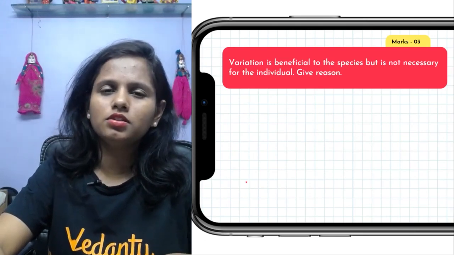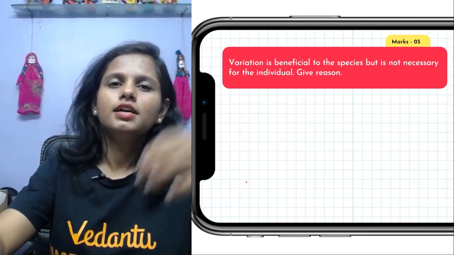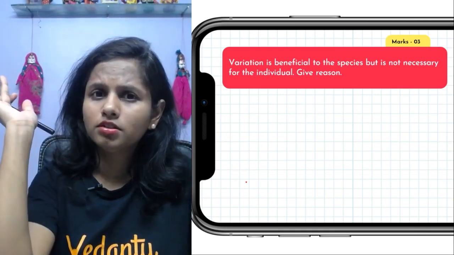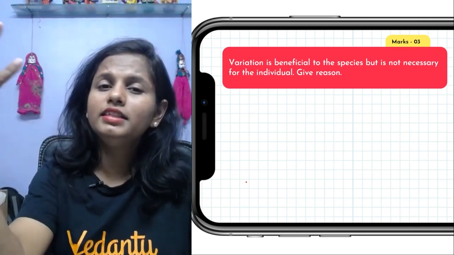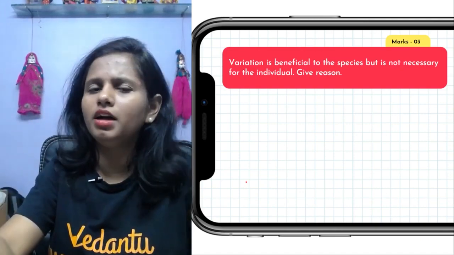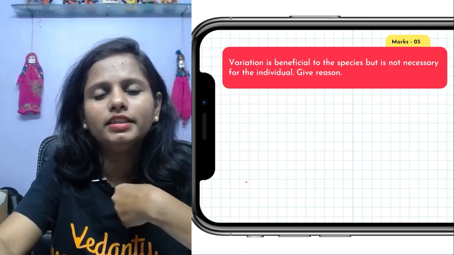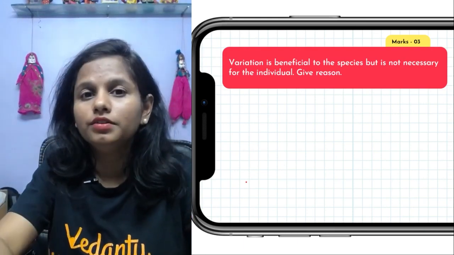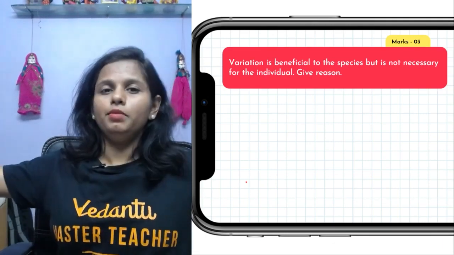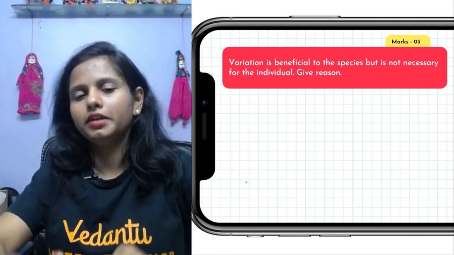Next, variation is beneficial to the species but not for the individual. Variations occur because when a copy of the DNA is created, it's a biochemical process. It's not 100% accurate, and these inaccuracies lead to variations. These variations can be useful, or they can be harmful. It can impact that individual, right? However, variations for the entire population play a significant role.